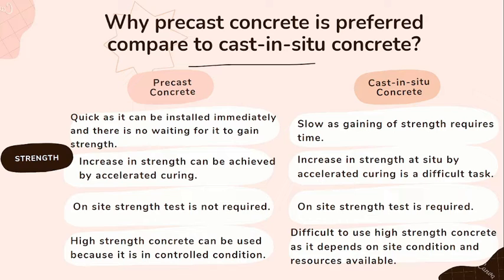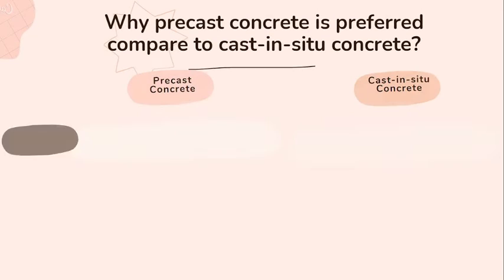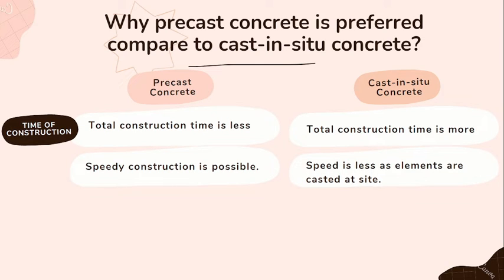Cast in situ concrete makes construction slow as gaining of strength requires time. The increase in strength in situ by accelerated curing is a difficult task, and on-site strength test is required. It is difficult to use high-strength concrete for cast in situ concrete as it depends on site condition and resources available. Precast concrete has a much lesser total construction time compared to cast in situ concrete, which makes speedy construction possible. The construction speed for cast in situ concrete is less as elements are cast at site.